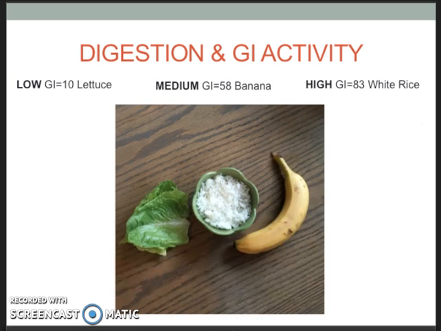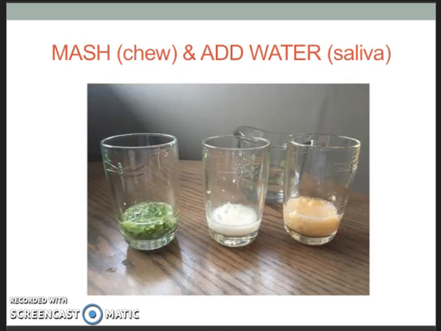So for each pair, you will get a small portion of lettuce, rice, and banana. And you'll get a cup, some water, some vinegar, and a fork. So like the first step of digestion, you're going to tear up or mush each food in an individual glass, like this picture showing above, and then you're going to add a little bit of water to cover the food in the glass. This represents the saliva in the mouth as the first part of chemical digestion. Your cup should look similar, and go ahead and give it a couple extra mushes with your fork to make sure everything's blending and simulate what chewing would be like in your mouth.